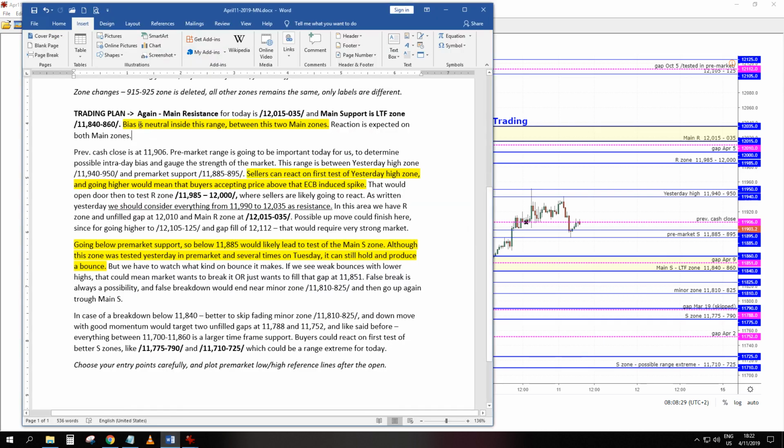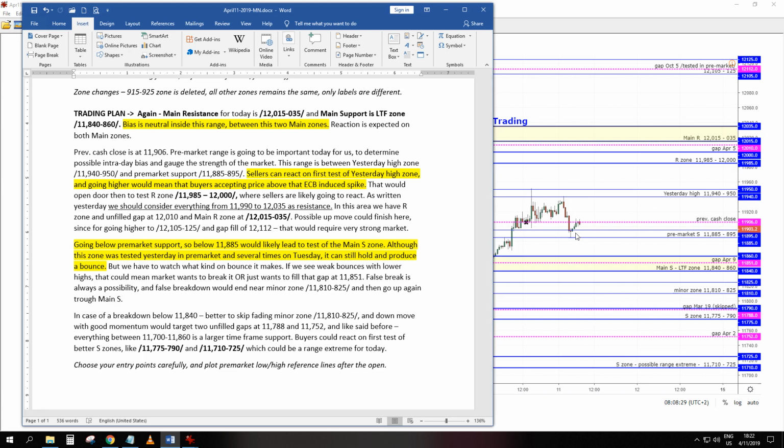So bias, I said neutral inside the range. Whenever you see neutral bias, that means we are ready to take action on both long and short opportunities on good zones, of course. And that sellers can react on the first test of this yesterday high zone. Going higher above it would mean that buyers are accepting price above this spike. This spike, this is the candle of the ECB.